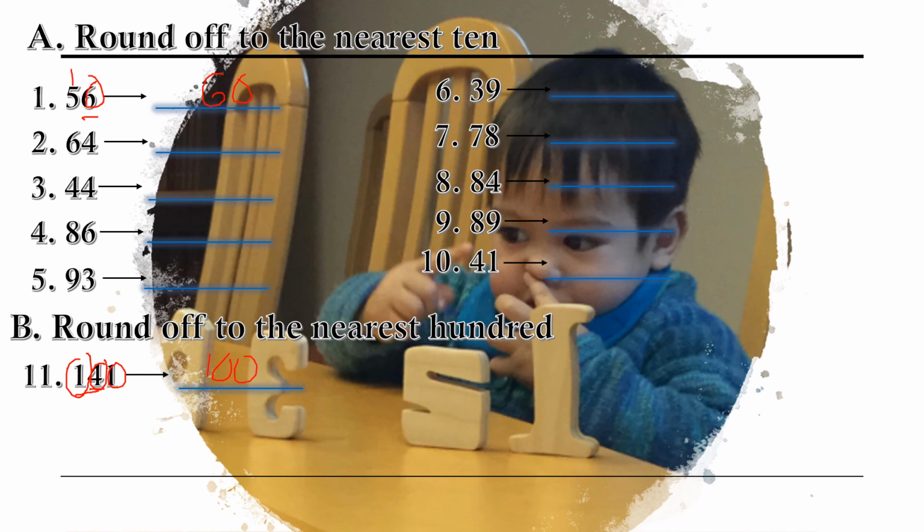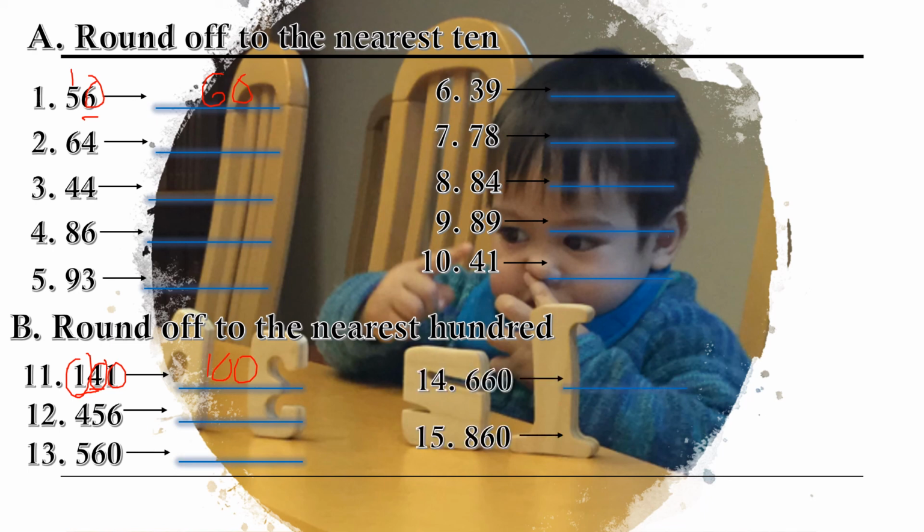In rounding off to the 100, look at the tens place and the 100 place. Okay? Can you do the rest of the exercises for me? I presume that everybody was finished.